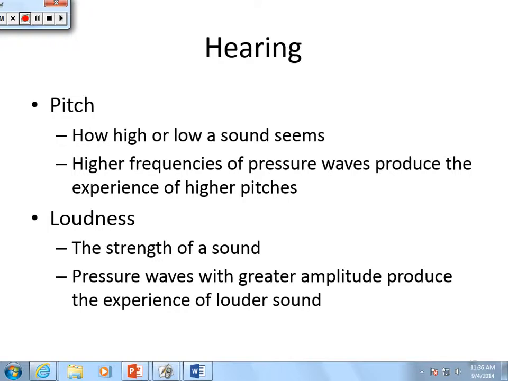You hear through waves which are called airborne waves. Sound waves are airborne waves. So we look at sound in the aspect of an airborne wave.